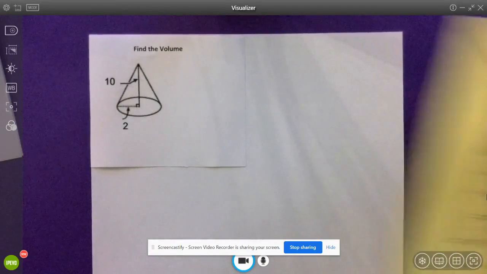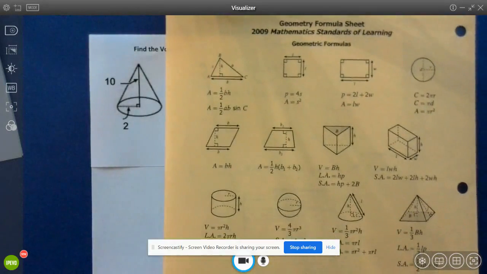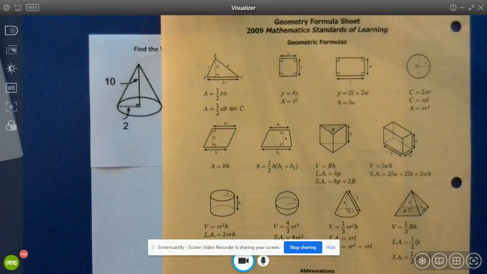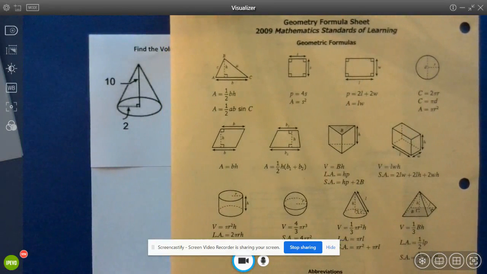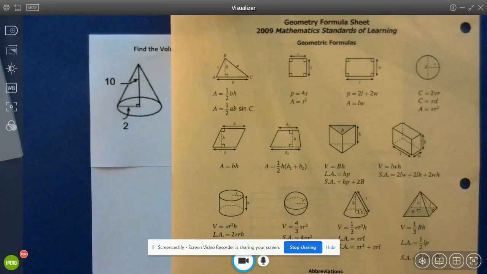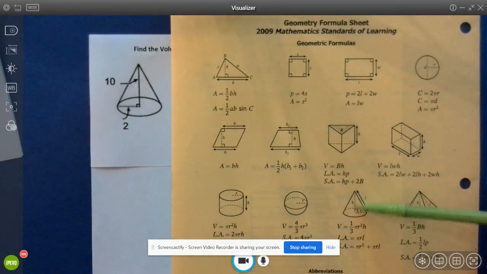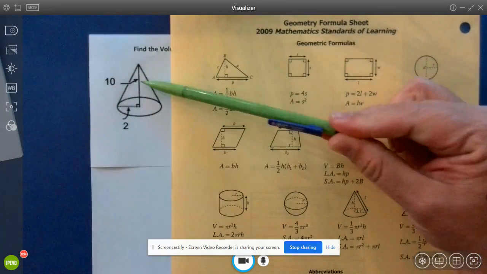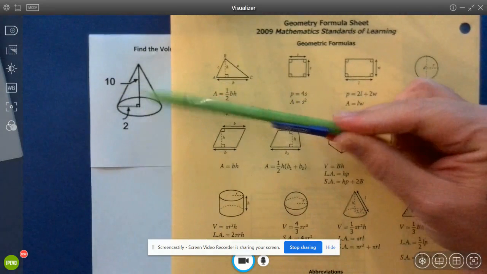So you're going to look at your formula sheet. Now this is attached in Google Classroom. If you can print it, it would be great. If you can't, just keep it open on another screen. So we find the picture for the cone, which is down here. You can clearly see this bottom piece represents the radius, which we have as 2 in the picture. And then this little height right here is what we have as 10 in the picture right over here.